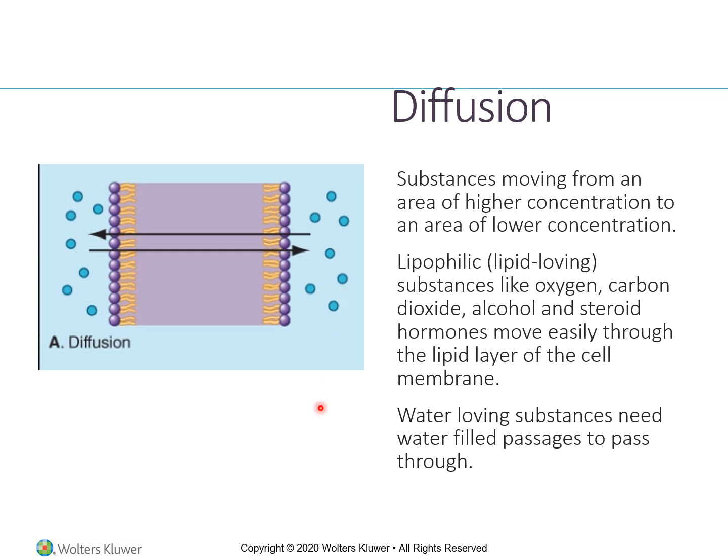until they sort of even themselves out, right? And remember we said with that cell membrane and the way that it's structured, it's much easier for lipid-loving or lipophilic substances to move across that membrane. That's things like oxygen, carbon dioxide, alcohol, steroid hormones; they move really readily across. But substances that are water-loving, or hydrophilic in nature, need some kind of passage or transport to help them move through that cell membrane. Okay.